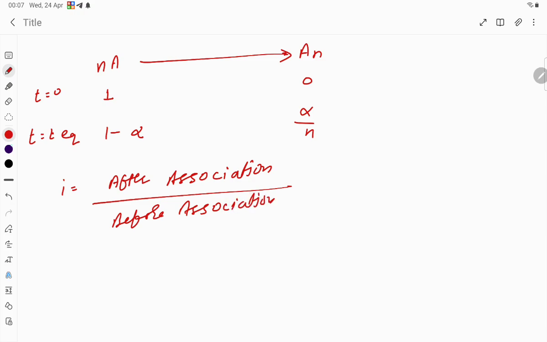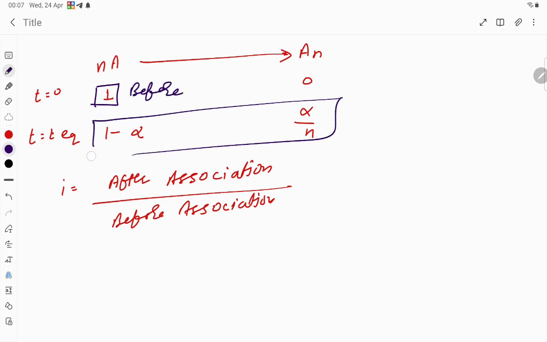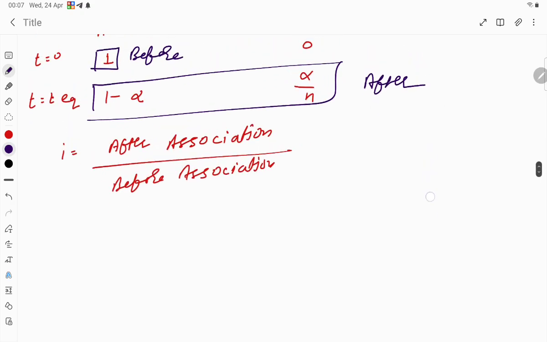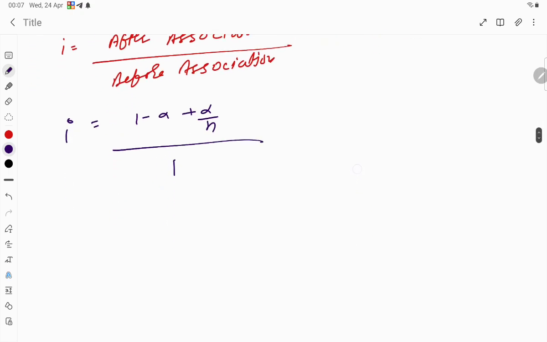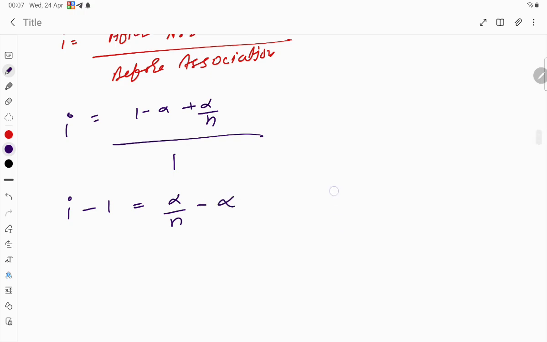Now what you need to do: this is the before, and this total term is what is called the after. Now you solve this one. So after is 1 minus alpha plus alpha by n, divided by 1, here is i. Put the i this side: i minus 1 is equal to alpha by n minus alpha.